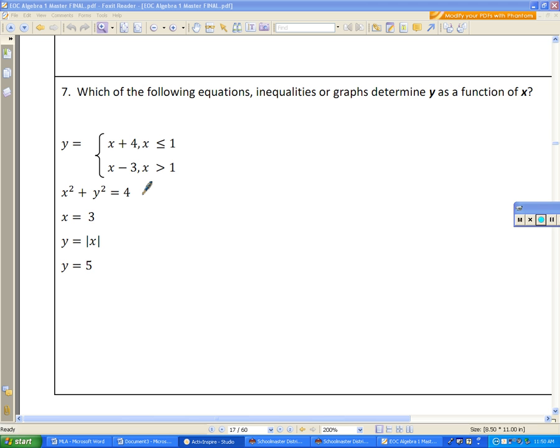Number 3, x equals 3. No. Y equals the absolute value of x? Yes, that is correct. Okay?